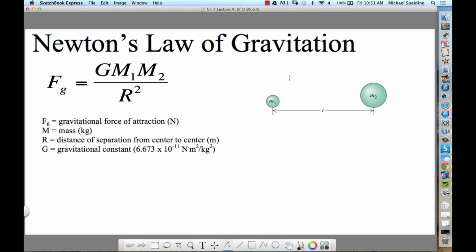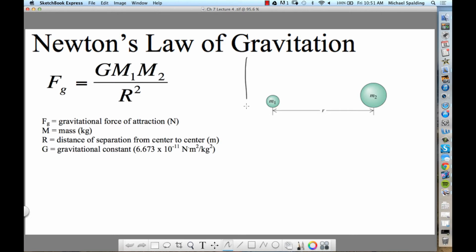All right, so the final part of this chapter is Newton's law of gravitation. Newton's law of gravitation says all objects in the universe are attracted to each other. And it's a gravitational force of attraction.